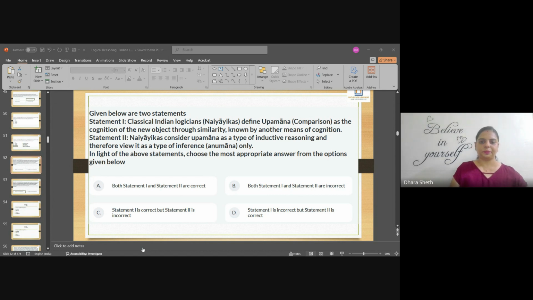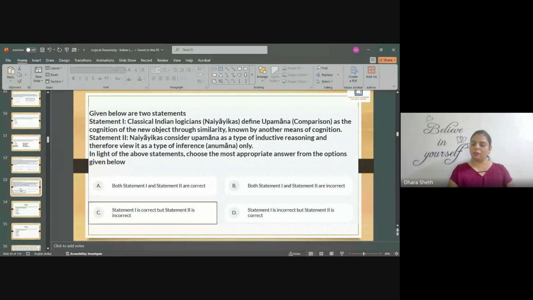Okay, so see, Upman is comparison. We recognize a new object through similarity of something that we know. So statement 1 is true. Now they say Upman is a type of Anuman, but we have seen the classification of Anuman. Upman is actually a third, different kind of Praman. So statement 2 cannot be true. So statement 2 is false. So statement 1 is correct. Statement 2 is incorrect.